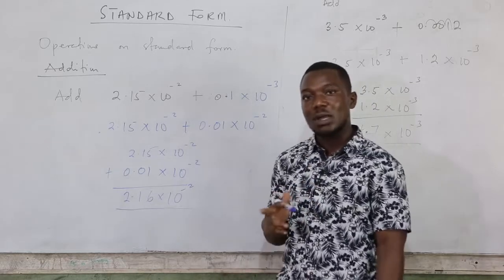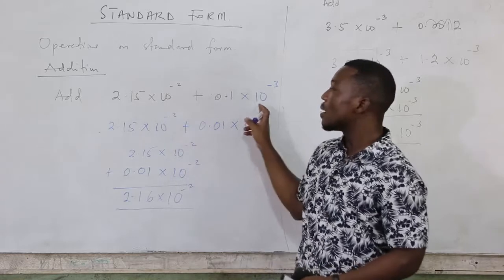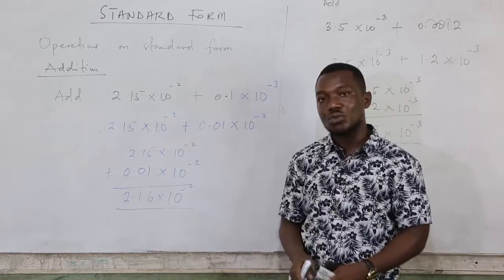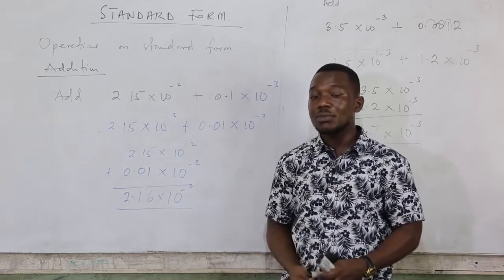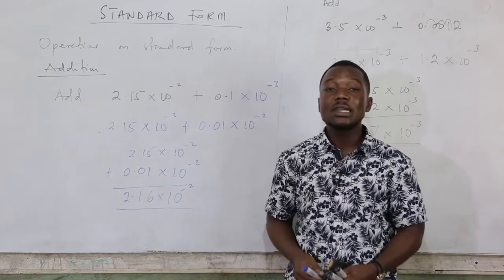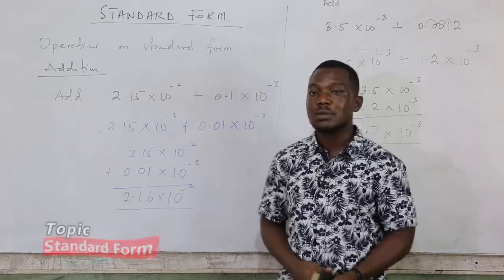Remember that in this particular work, I tried as much as possible to make sure that these 10 raised to the power are the same. So we change them to 10 raised to the power negative 2. Now what if a student wants to change both of them to 10 raised to the power 3? That is the next thing I'm about doing. So please look at it, follow up, and then you choose how you really want to go about it.